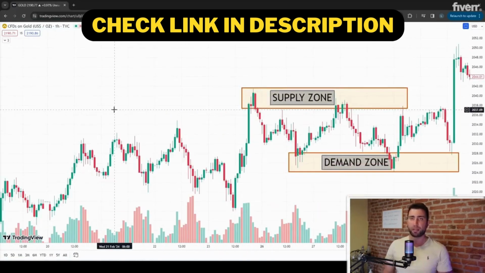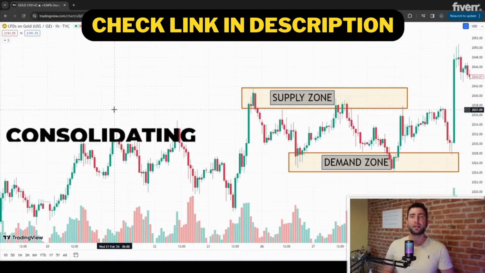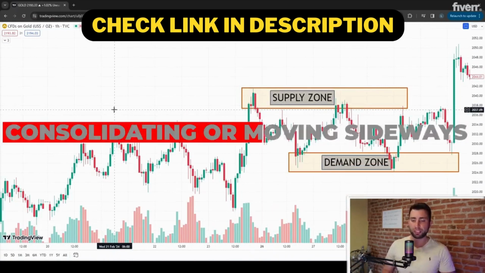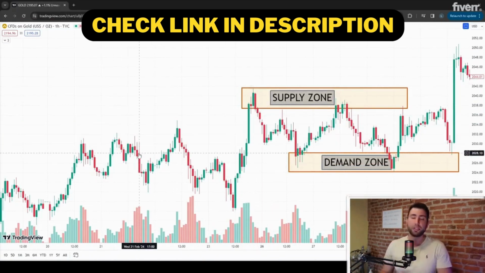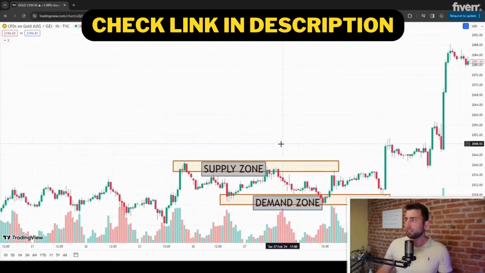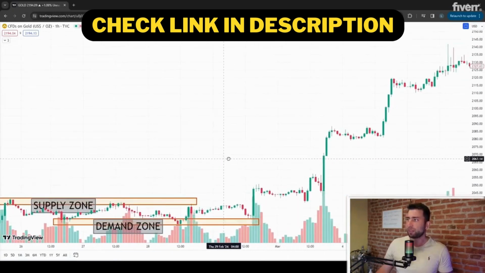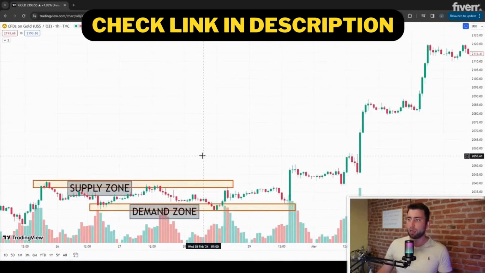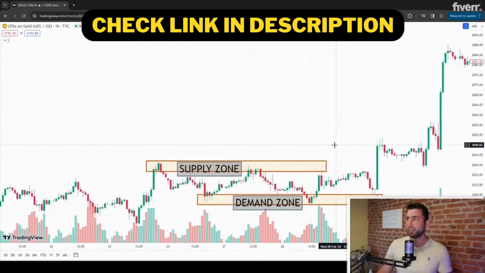However, if the market regime is consolidating or moving sideways, like up here, you can buy in the demand, sell in the supply, and then repeat, right? Sell the supply, buy the demand, etc. That's how you play it out. But in this given example, the price broke above the supply zone and it never went back. It just continued upward.